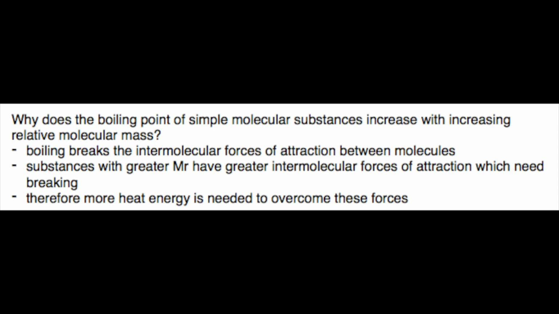A small point to note, which is why do simple molecular substances have increasing boiling point with increasing Mr? So remember, Mr is the relative molecular mass, so it's really saying something like, why does ethane, C2H6, have a higher melting point than methane, CH4? And that's because substances with a greater Mr have greater intermolecular forces of attraction between molecules, and these require a lot more energy to break. And remember, when you're boiling these substances, you're not breaking apart the individual atoms from the molecule, you're simply separating one molecule from another. So you're breaking intermolecular forces.